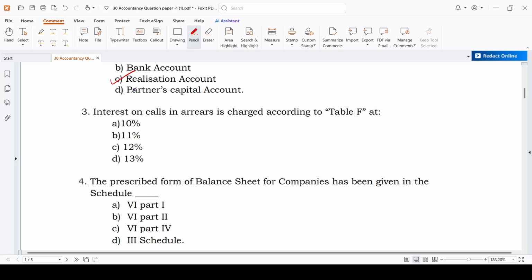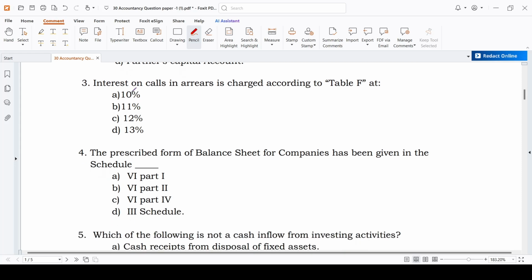Next, interest on calls in arrears is charged according to Table F. I told you calls in arrears is important. Calls in arrears according to Table F is 10%. They may ask you about calls in advance also. The calls in advance percentage is 12%.